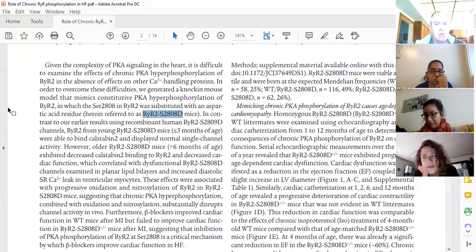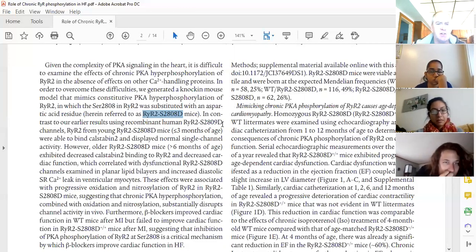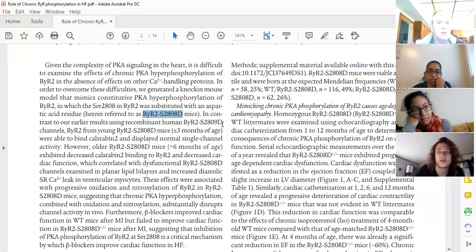Ryanodine serine, right? What's that saying? It's a ryanodine receptor with serine to aspartate, 2809. What are we going to call this to get around it? Let's just call that the ryanodine receptor mutant. Start over again with in contrast to our earlier studies. In contrast to our earlier studies using recombinant human mutant ryanodine receptor channels, ryanodine channels from young, those are non-mutant, right? With the 2808, that's the mutant one. Usually if they don't have a D here, it's just S2808. When you have a D, that means you replace the S with the D.